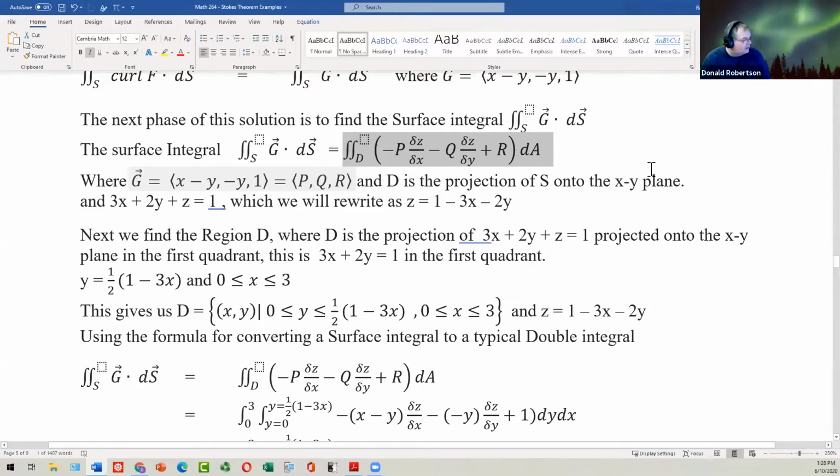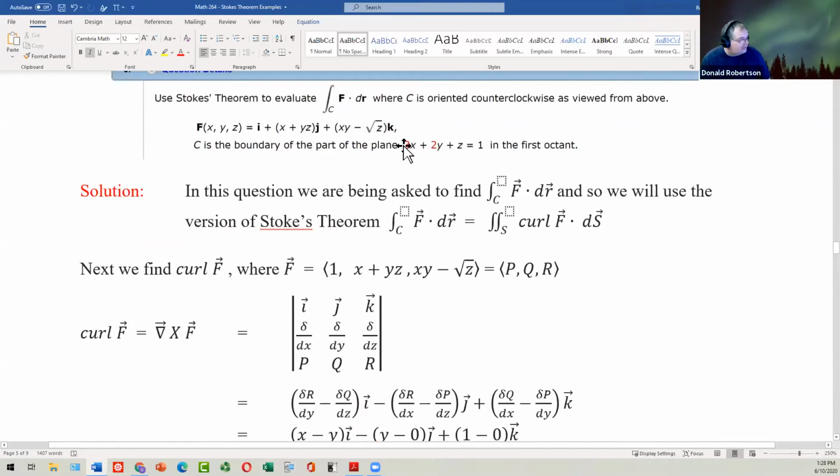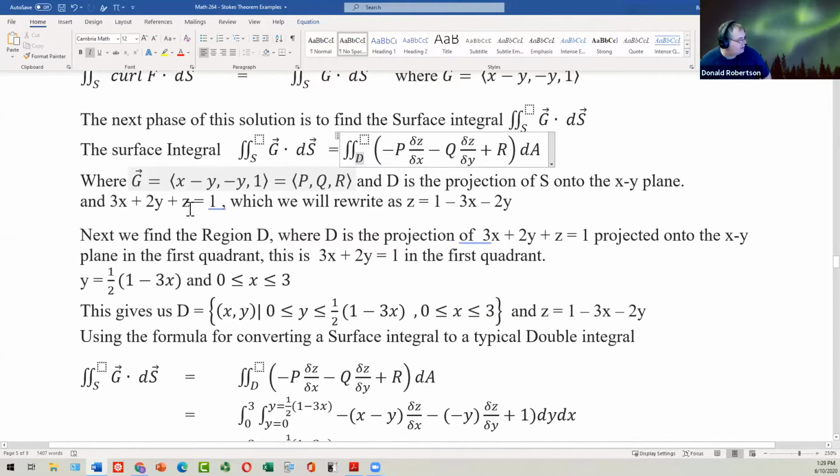Now, to be able to do that double integral, we need some information. We need to know who D is. So that means you have to think, what does this surface look like when you project it down onto the XY plane and you restrict yourself to the first quadrant? Because the first octant will become the first quadrant when it goes to the floor. And so all I'm going to do here is take the equation of the plane, which is this guy, rewrite it as that, and that means I now know who Z is.